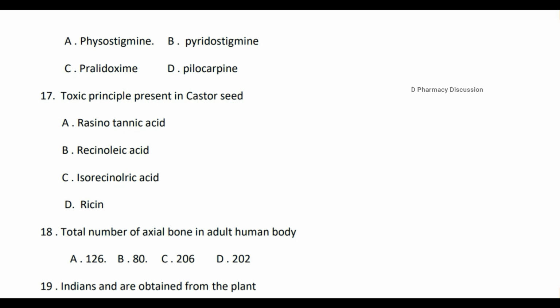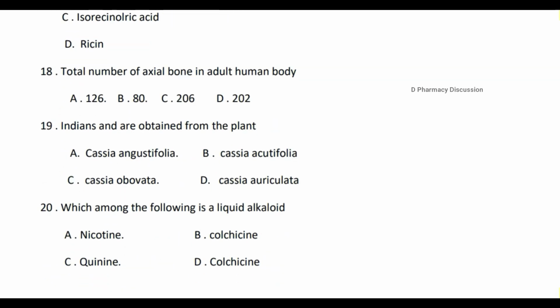Then question number 18. Total number of axial bone in adult human body. Option A. 126, B. 80, C. 206 and D. 202. Correct answer is option B. 80.